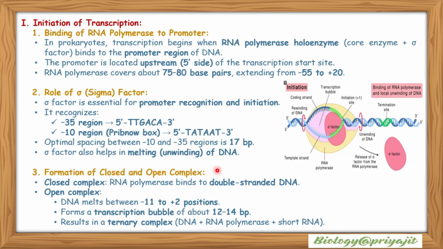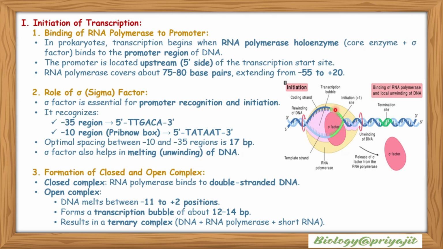Formation of closed and open complex. Closed complex. So what happens? RNA polymerase binds to double-stranded DNA in the closed complex, and in the open complex the DNA melts between -11 to +2 positions, and it forms a transcription bubble. So this is the transcription bubble. It's a bubble-like structure of about 11 to 12 base pairs. It results in a ternary complex.